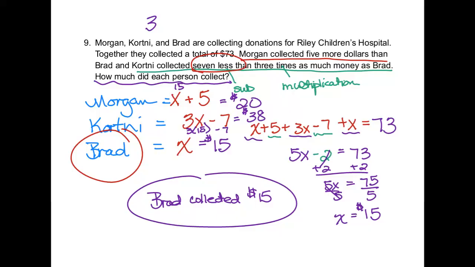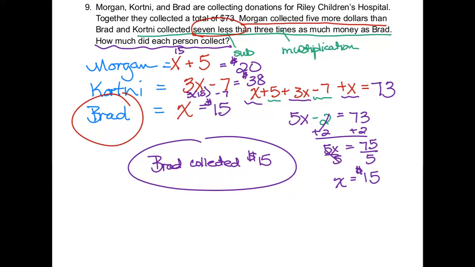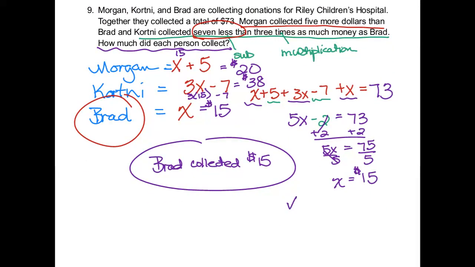And how could I quickly check to make sure these numbers are accurate? Add them up. And when you do, 20 plus 38 is 58. 58 and 15 is 73. Yay! So to check, add to see if they equal $73.